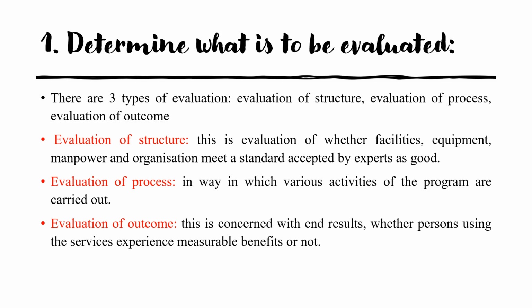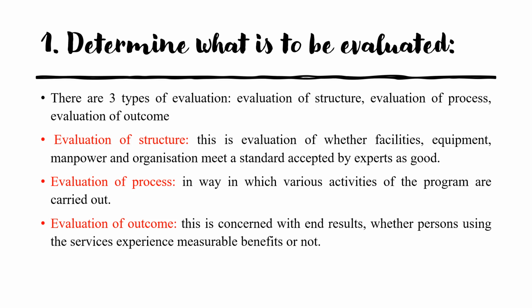The first step, determine what is to be evaluated. There are 3 types of evaluation: evaluation of a structure, evaluation of a process, and evaluation of an outcome. Evaluation of a structure is an evaluation of whether the facilities, equipment, manpower, and organization meet the standard accepted by the experts as good or not. Evaluation of the process is the way in which various activities of the program are carried out. And evaluation of the outcome is concerned with the end results, whether the persons using the services measure the benefits or not.